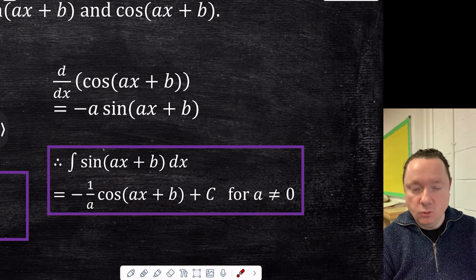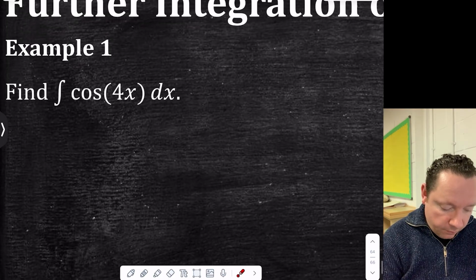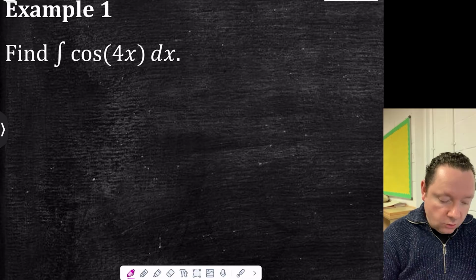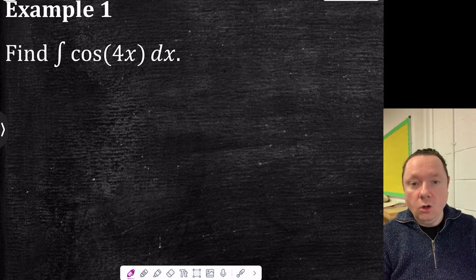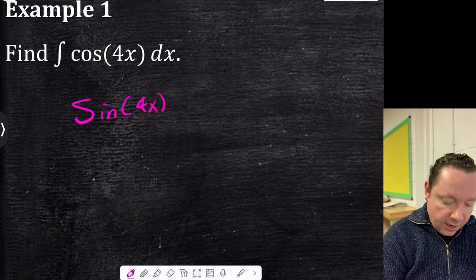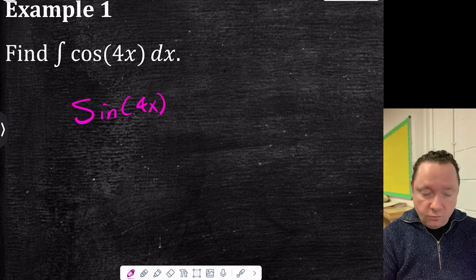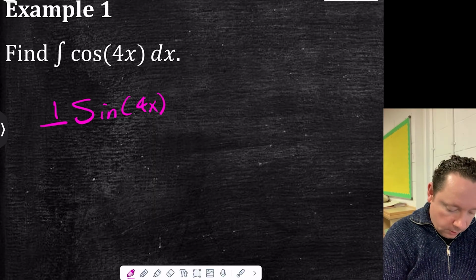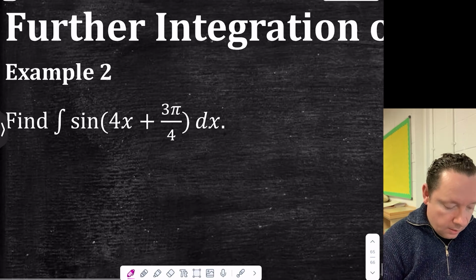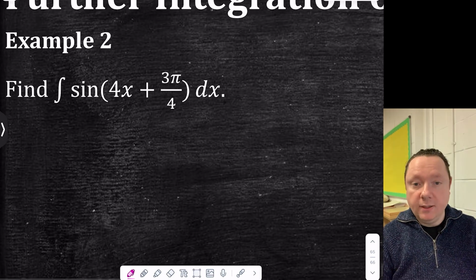Let's look at some examples. Example 1, for further integration of trig functions, integrate cos 4x. So cos goes to sine, so we just write sine of the whole function, 4x, and then divide by the derivative of 4x, which is 4, so that's 1/4 plus c. Then we're done there.